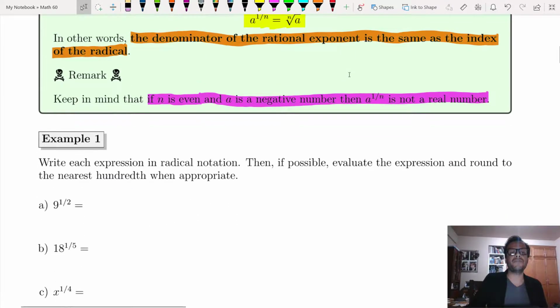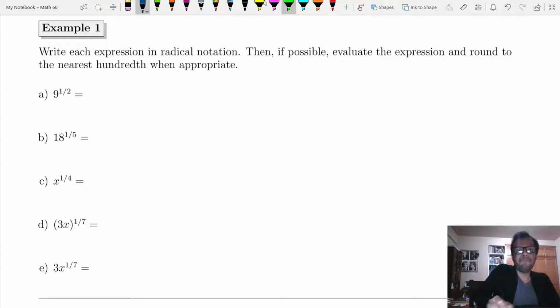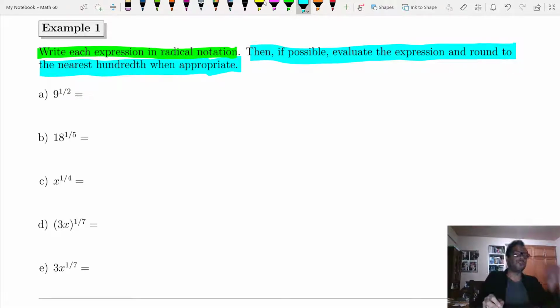Okay, so let's look at a few examples. We are given a few examples that have rational exponents. Our job is to write these using radical notation first. Then, if possible, evaluate the expression and round to the nearest hundredth whenever necessary. If we can't evaluate it exactly, I'll show you what that is.